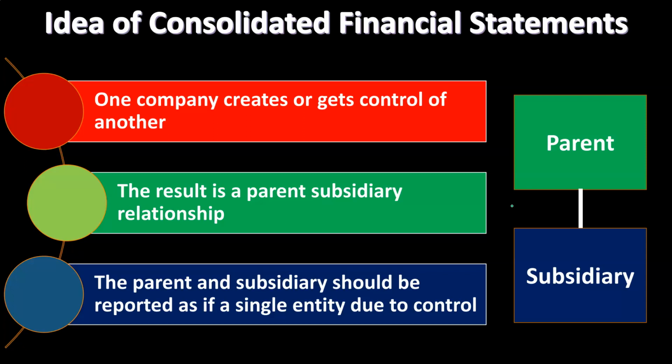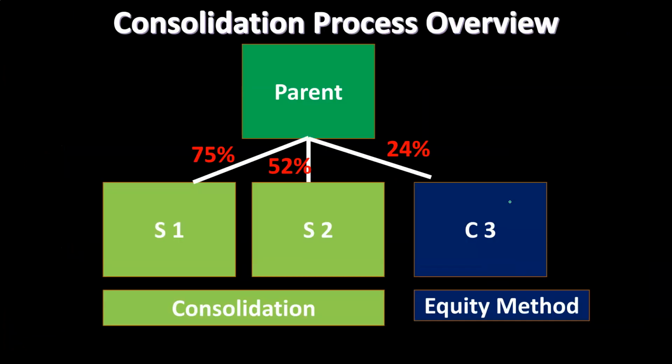So the parent and subsidiary should be reported as if a single entity due to control. So why would you report these two separate companies? They're two separate legal entities, right? Typically, two separate legal entities would have two separate financial statements reported. Why would you then consolidate them? We're going to consolidate them due to control. The parent, although they're two separate legal entities, has control over the decision-making process, given they own over 51% of the subsidiary. Because they can exercise control over the subsidiary, the idea is that it would make sense to report them as one in the consolidated financial statements.